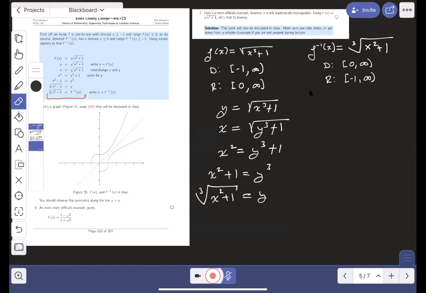Let me get my eraser out. I've got to erase that now. I'll do that for you. Erase this over here. Erase this over here. All right, let's go back to my grading. Did I get the correct inverse? It's the cube root of x squared minus 1. I did a good job. I want to see if I did the domain and range right.